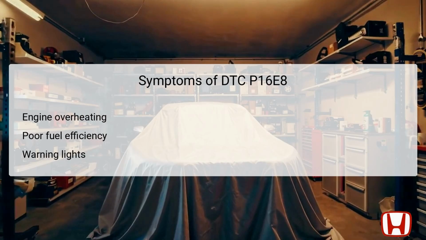The manifestation of DTC P16E8 can lead to multiple symptoms that affect the vehicle's performance. One prominent symptom is engine overheating, which can occur due to restricted airflow caused by a malfunctioning shutter grille. This inefficiency can also result in poor fuel economy, as the system struggles to maintain optimal temperature ranges.